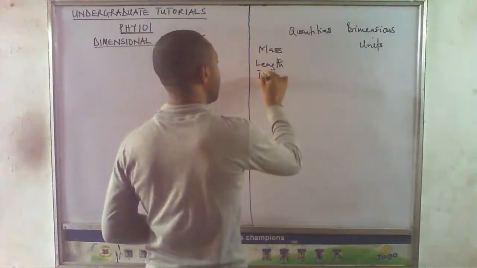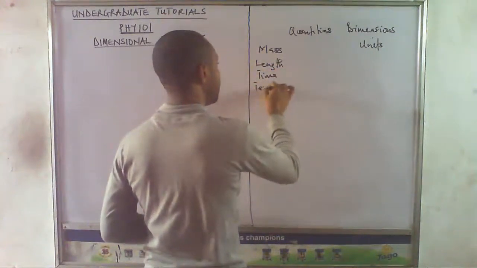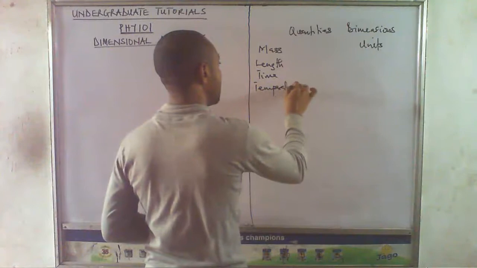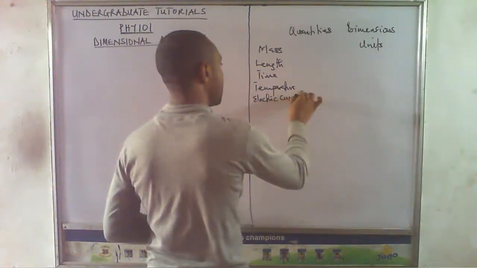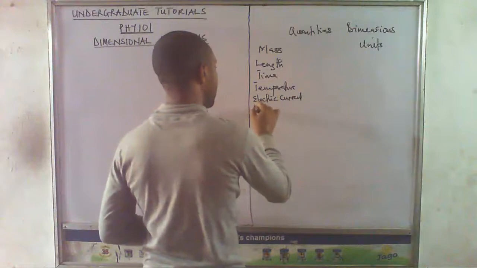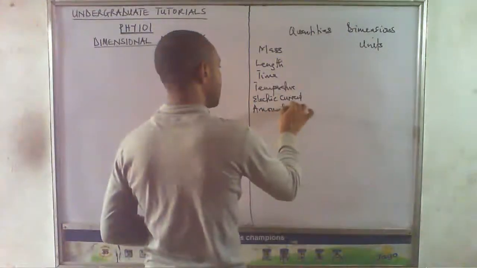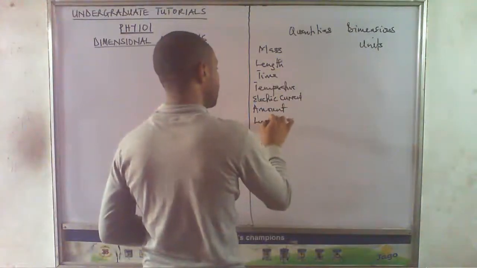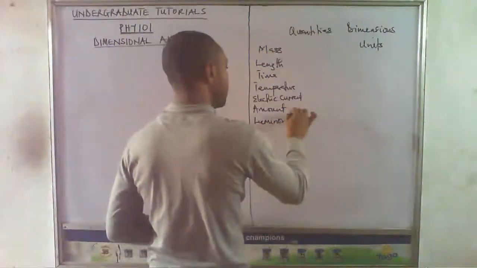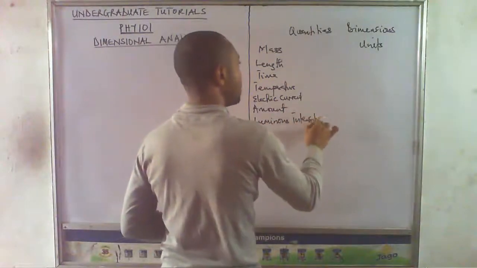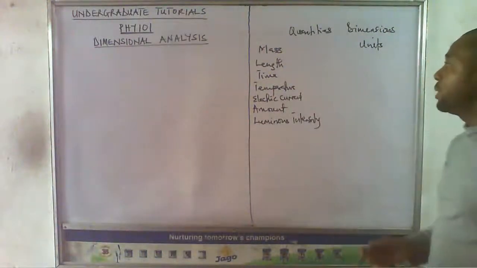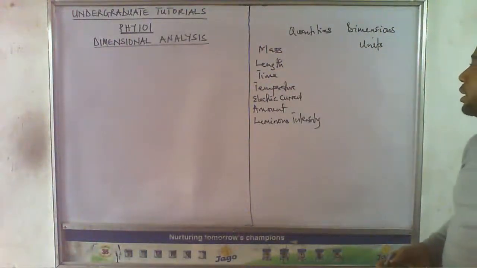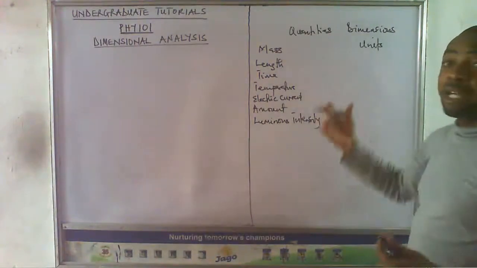then time, then temperature, then electric current, and then amount of substance, and then luminous intensity. These are the 7 fundamental quantities, and we know their dimensions.